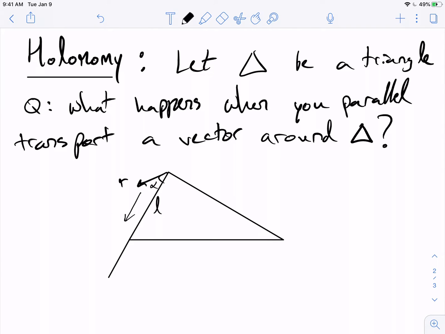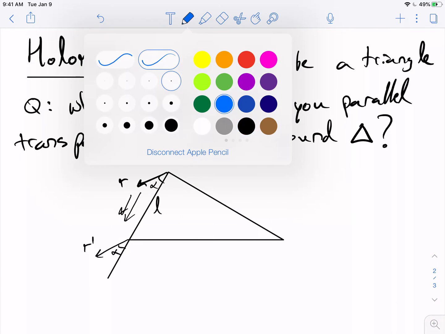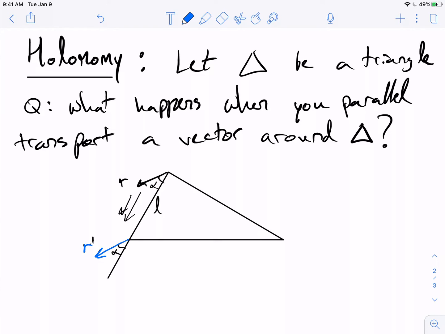So if I extend this geodesic a little bit, move this vector r down until I get some r prime. And remember, parallel transport means that this angle is the same. And then I take r prime and I transport it along the next geodesic L prime. In that case, the angle I care about is the angle with respect to L prime. So I'm transporting this vector r prime along the geodesic L prime until I get some new vector r double prime, keeping the angle with respect to L prime constant as I move r prime to r double prime.